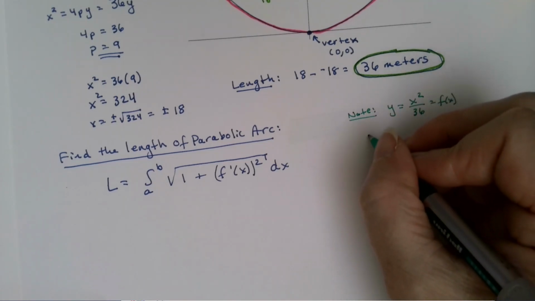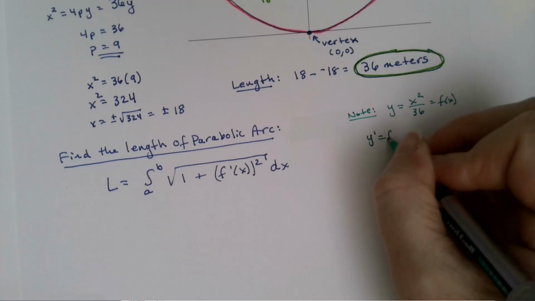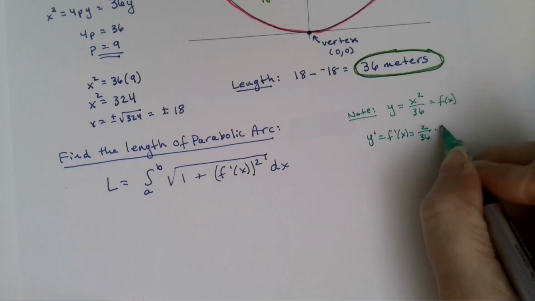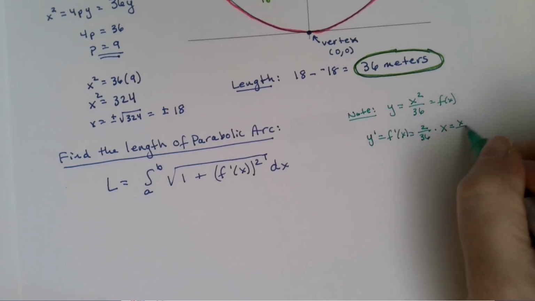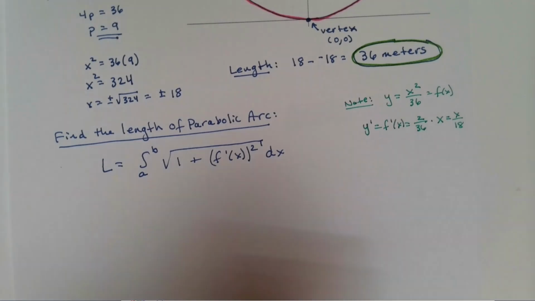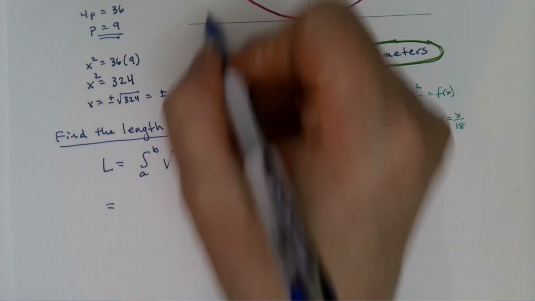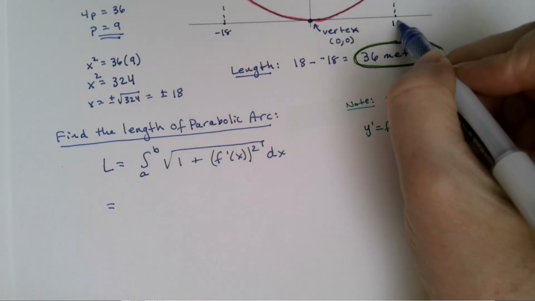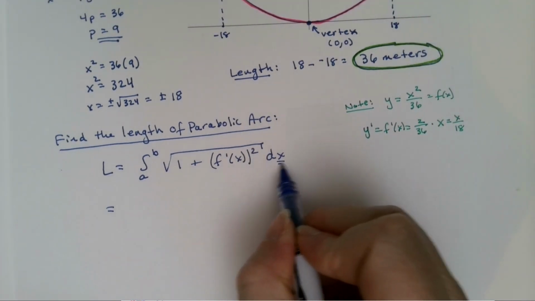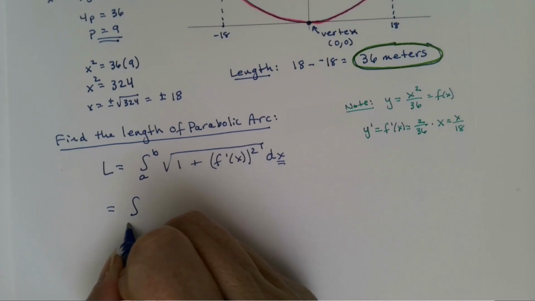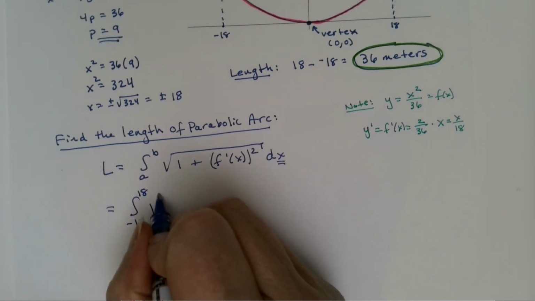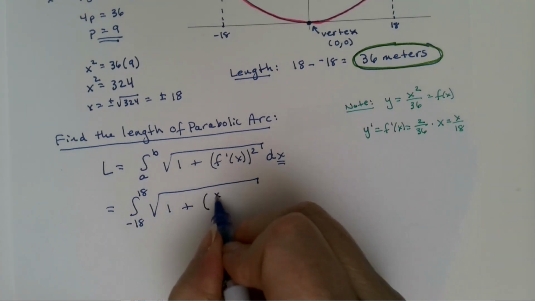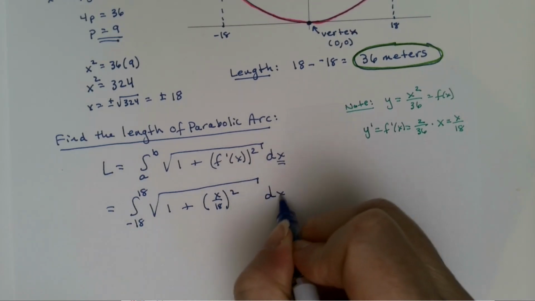So that way we can find the derivative, right? y prime, which is f prime of x, would be 2 over 36 times x. In other words, it's x over 18. Okay, so now we can use that and substitute. We know that this x value is negative 18, and this x value is positive 18, and we're doing this with respect to x. So we're going to have an arc length from negative 18 to positive 18 of the square root of 1 plus x over 18 squared dx.